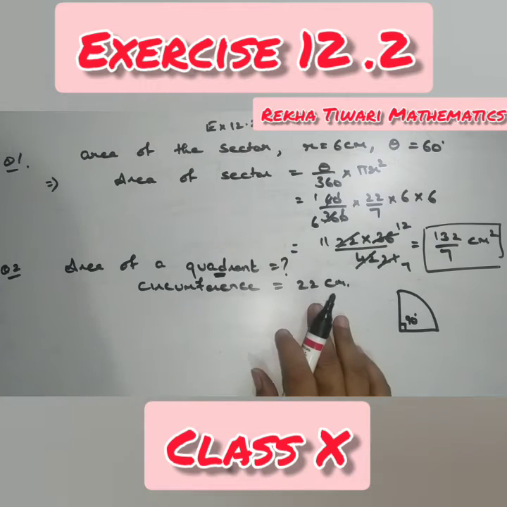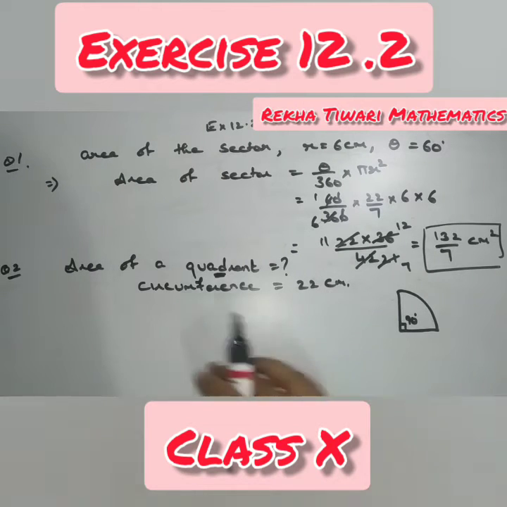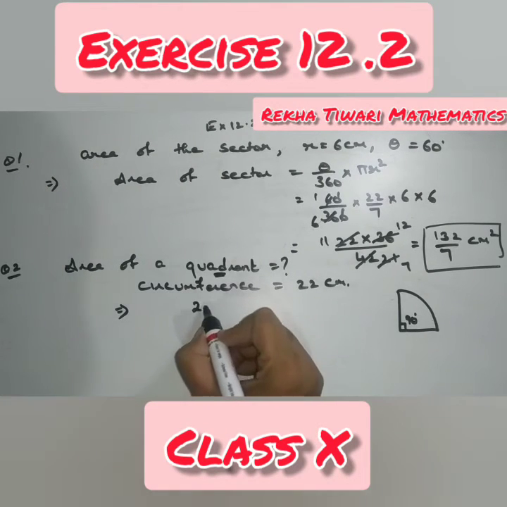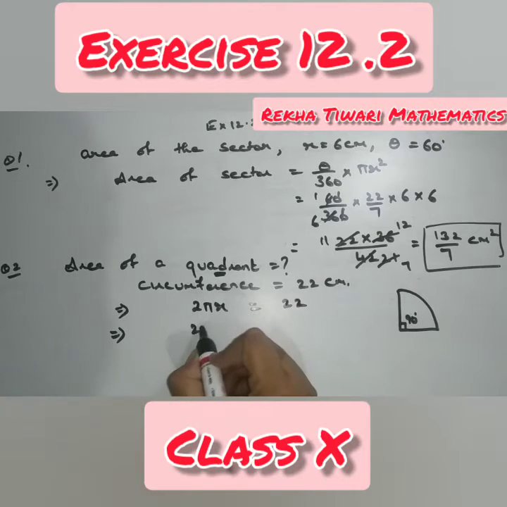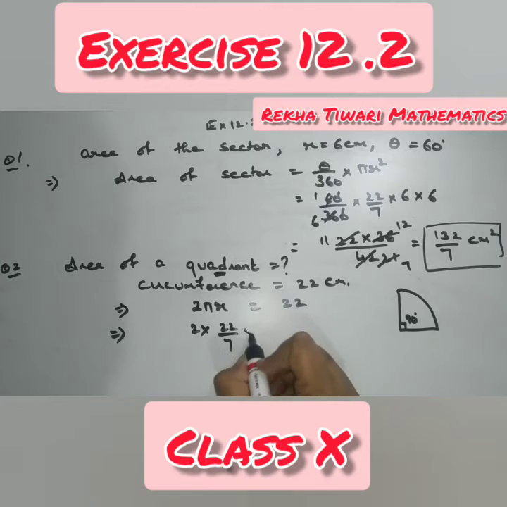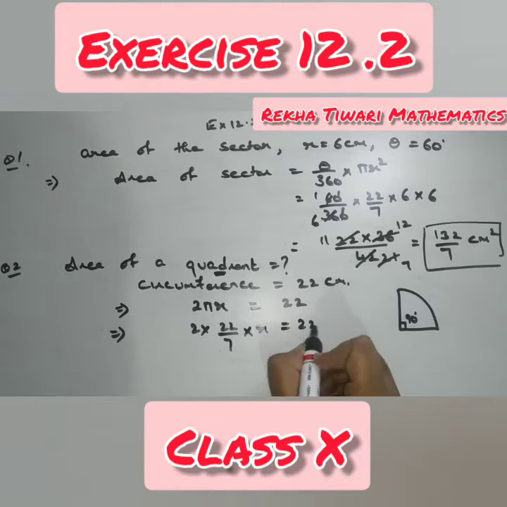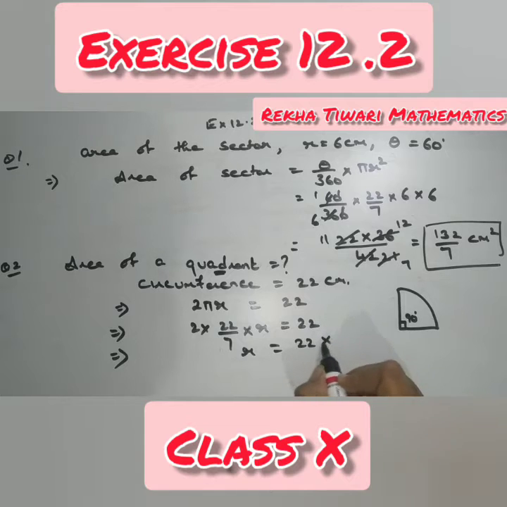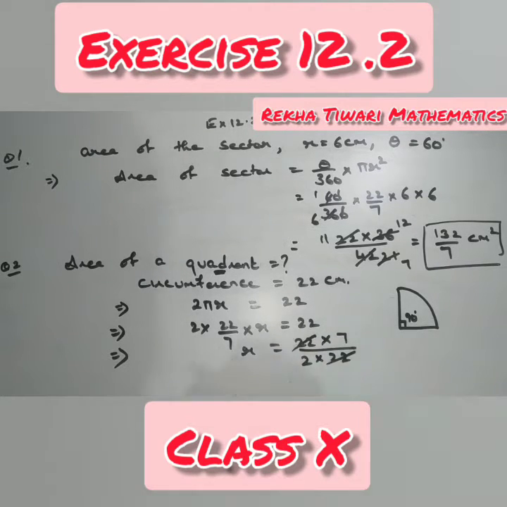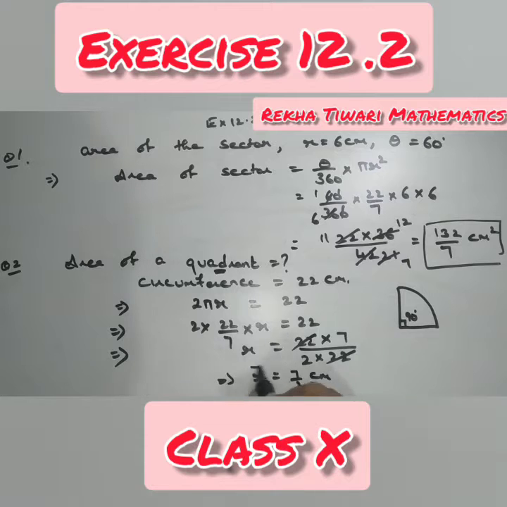So with the help of this, I can find out the radius. See, what is the formula for circumference? 2 pi r is 22. Just solve this. 2 into 22 by 7 into r is equal to 22. This implies r is equal to 22 into 7 upon 2 into 22. Cancel these two. Implies r is equal to 7 by 2 centimeter. So we have got the radius.